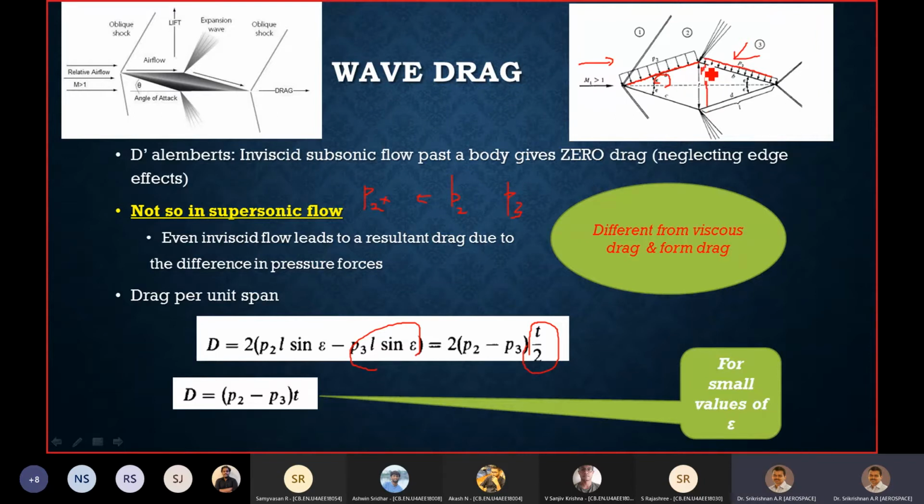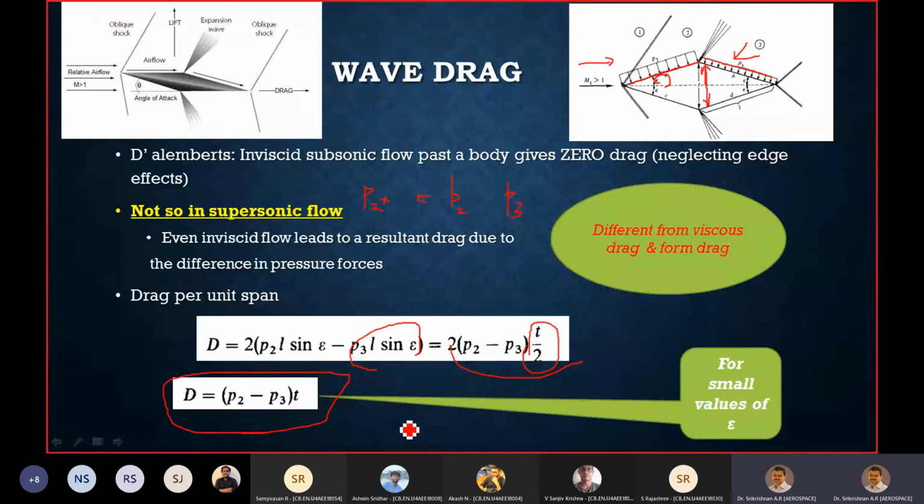The whole thickness is T, so T by 2 is half of it. And you can see from the triangle that it's related to sine of epsilon, right? So L into sine of epsilon can be written as T by 2. So if you just rewrite it, it's 2 into P2 minus P3 into T by 2. The 2 cancels, so the drag can be written as P2 minus P3 into T. So the drag which results because of the pressure distribution P2 and P3 can be written as P2 minus P3 into T.